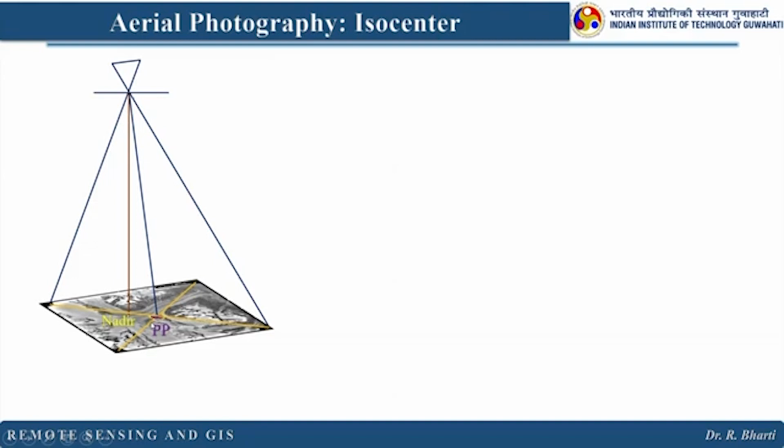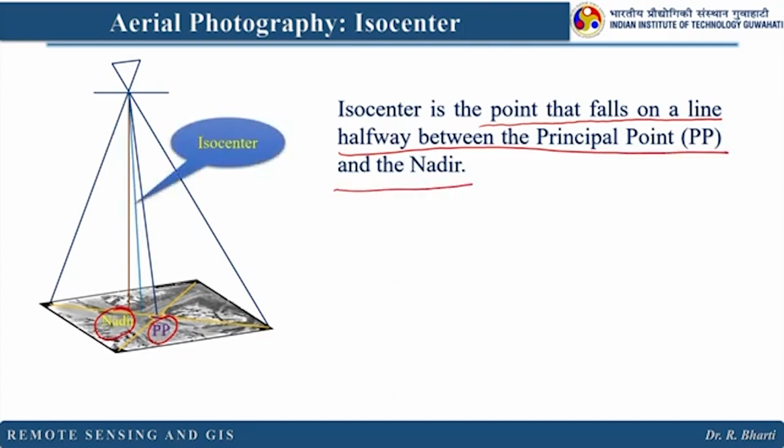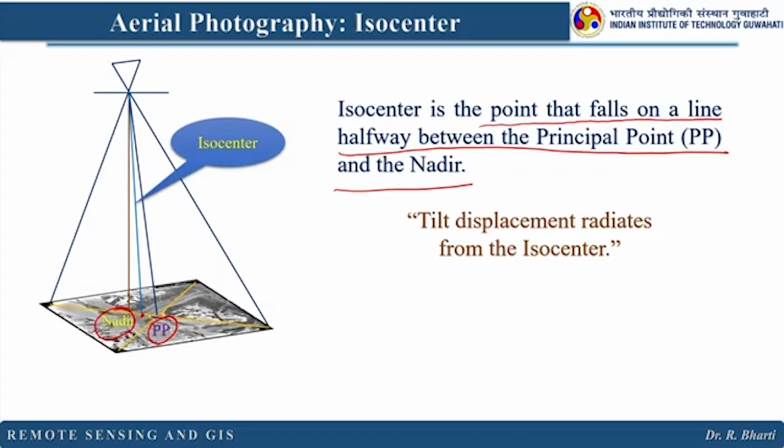And there is a new term called isocenter here. You have already seen the principal point and nadir, right. Now we have another point which is called isocenter. Isocenter is the point that falls on a line halfway between the principal point and the nadir, right. So where? Here. So this is your isocenter. The tilt displacement radiates from the isocenter. So now the tilt displacement will be minimum at isocenter, but as you go away, you will find more tilt displacement. So I hope you have understood the principal point.